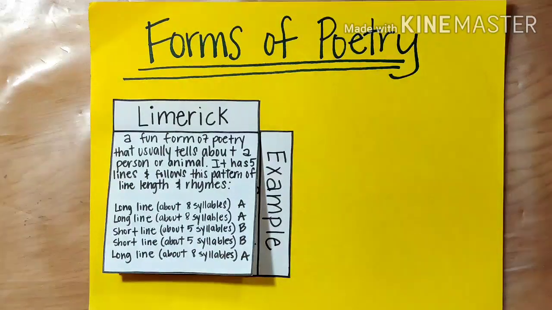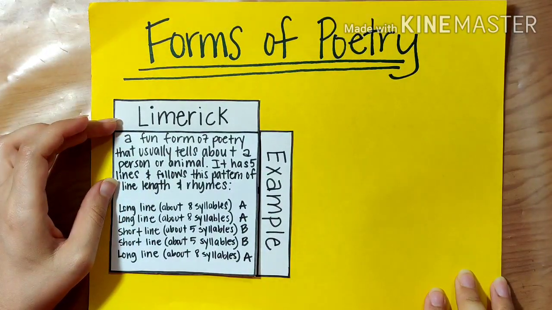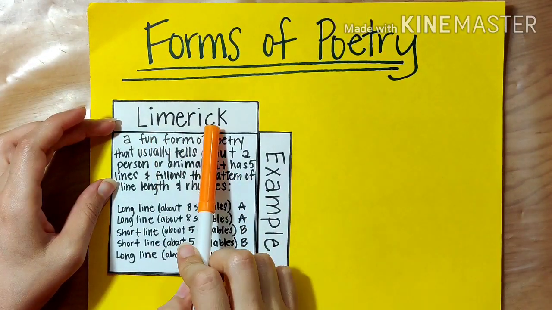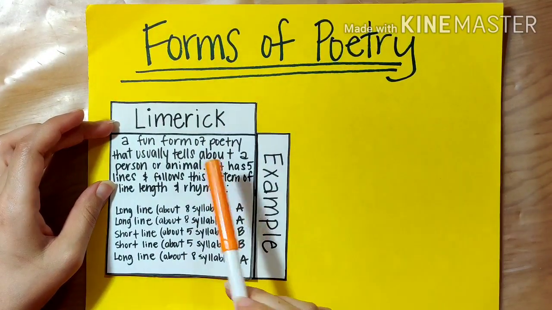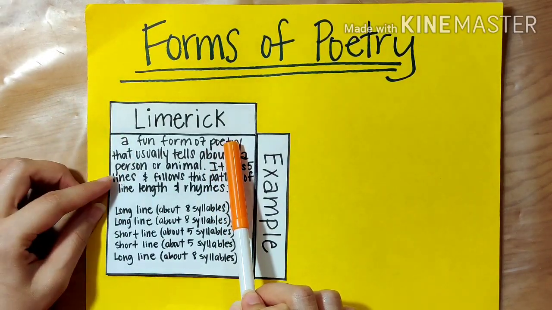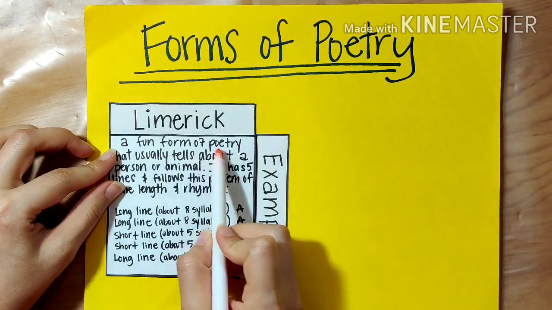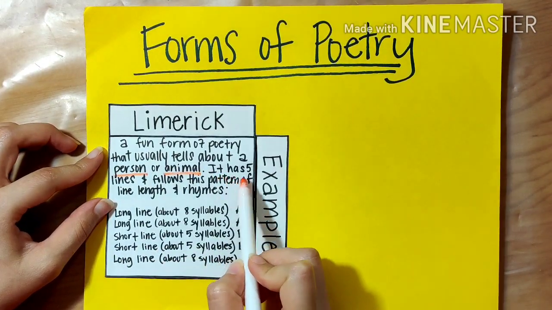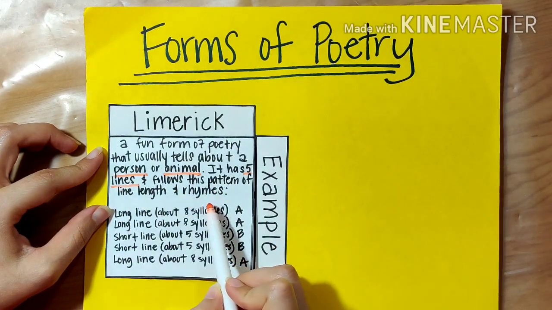To help us understand the types or the forms of poetry, I went ahead and made myself another foldable. As you can tell from my other previous videos, I like to do foldables. With this foldable, we have our very first form of poetry here that's called a limerick, okay? And this one's a very fun type of form of poetry. So this one here says that it is a fun form of poetry that usually tells about a person or an animal. It has 5 lines and follows this pattern, line length, and rhymes.